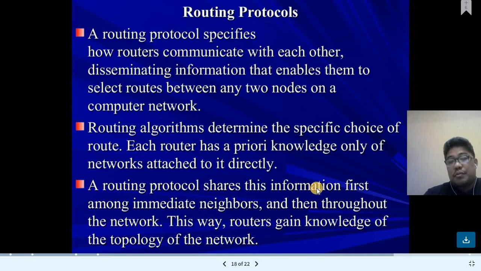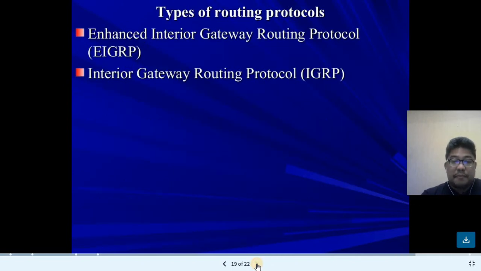Routing protocol shares this information first among immediate neighbors and then throughout the network. This way, routers gain knowledge of the topology of the network. Okay, remember topology, arrangement. So, nakabase yung routing protocols natin kung ano yung nakalagay ng mga network devices dun sa ating router user interface o yung UI. And then we have types of routing protocols. First, we have EIGRP, or Enhanced Interior Gateway Routing Protocol. And then we have IGRP, or Interior Gateway Routing Protocol. Ito enhanced, ito interior lang.